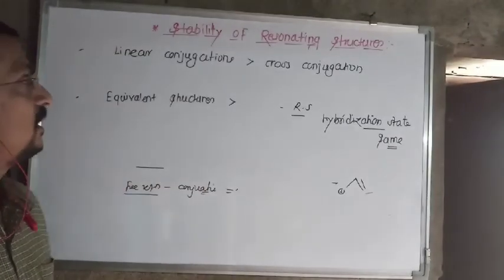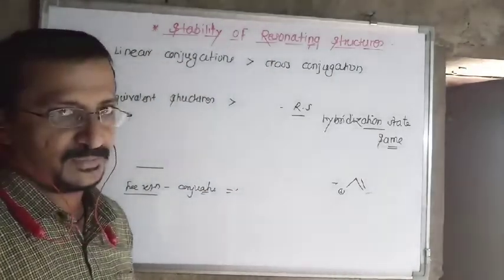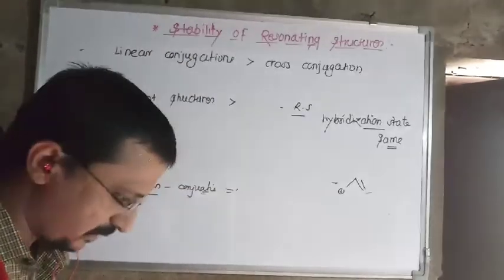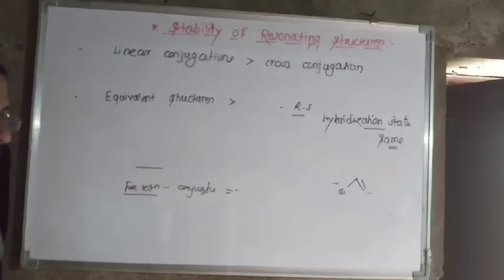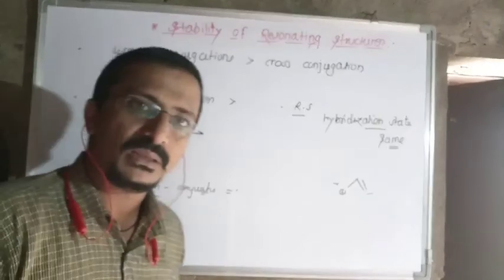So up to this point, we considered the stability of different resonating structures. So it will help to understand the reactivity and stability of carbocation, carbanion, etc. So in the next lecture, we will see the next point, that is the mesomeric effect. Okay, good day.